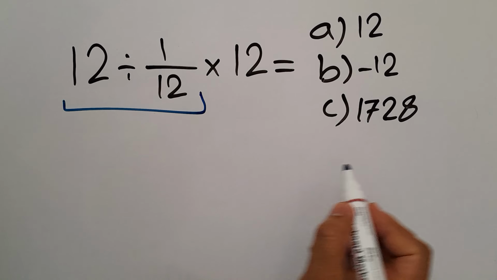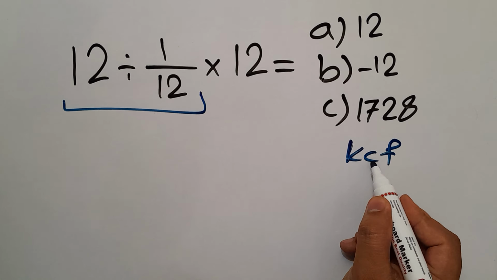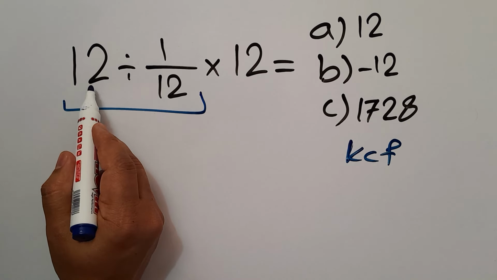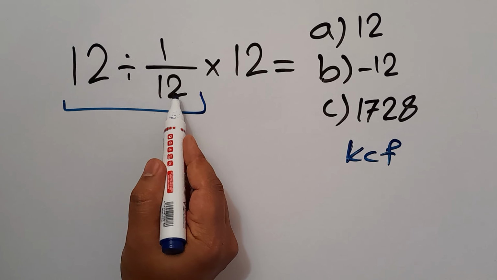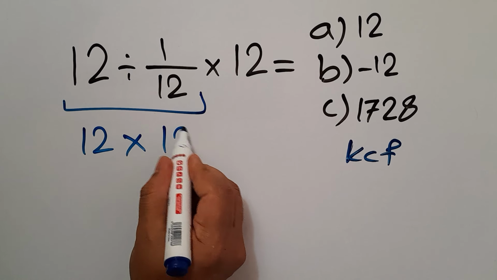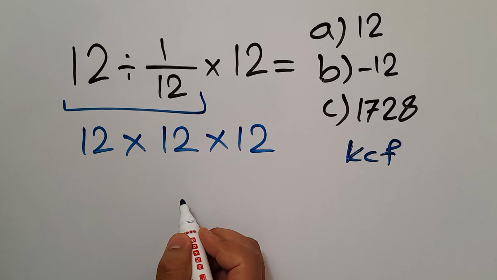According to the KCF rule, K stands for keep, C stands for change, and F stands for flip. Keep the first fraction, change division to multiplication, and flip the second fraction. So we can write 12 times 12. And again we have here times 12.